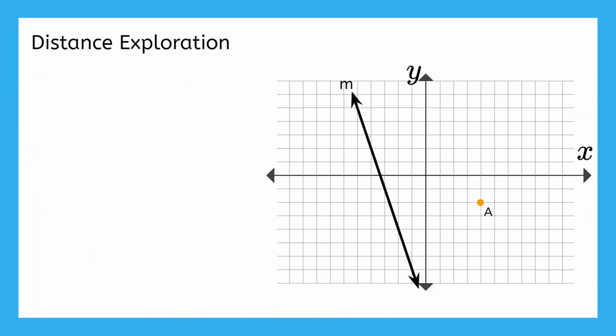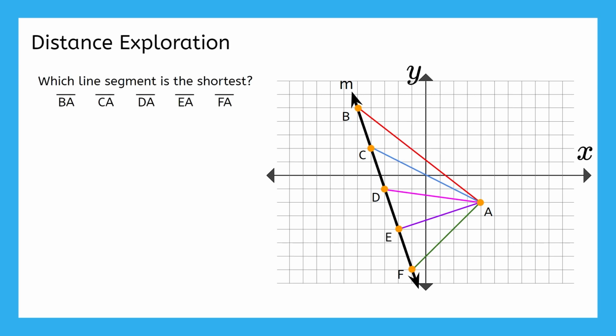But what about the shortest distance between a point and a line? For example, take line M here and point A. I can make infinitely many straight lines between line M and point A. So how do I know which one of those is the shortest? Here are just a few of the line segments that go from line M to point A. Which of these line segments looks like the shortest? Line segment EA is definitely the shortest here.